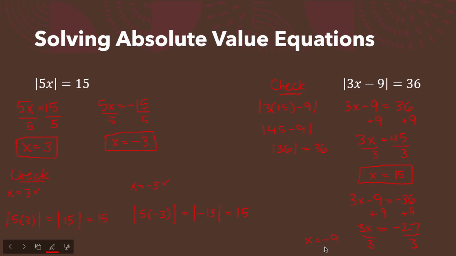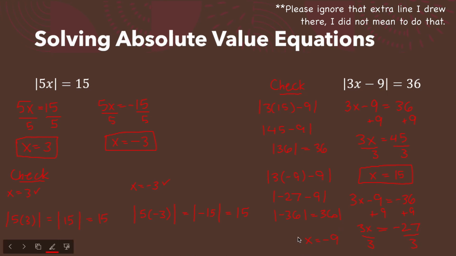Now, also x is equal to negative 9. 3 times negative 9 minus 9, the absolute value of this. 3 times negative 9 is equal to negative 27. So the absolute value of negative 27 minus 9. Negative 27 minus 9 is equal to negative 36. And the absolute value of negative 36 is equal to 36. So x is equal to negative 9 is also a solution.